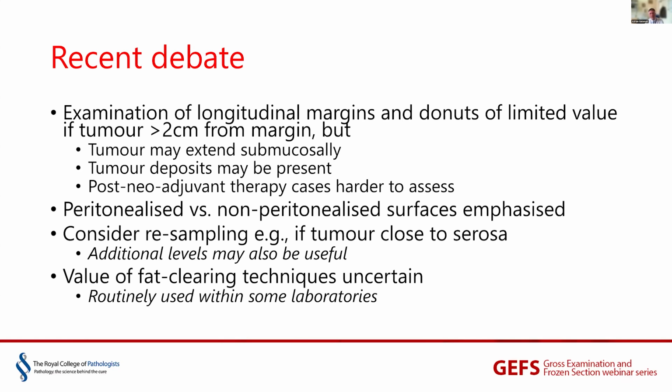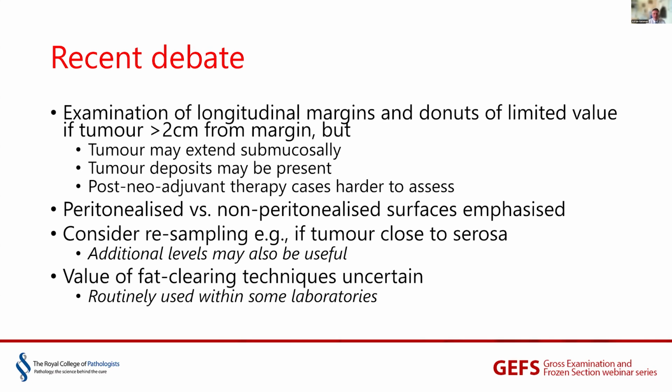However, just bear in mind those bullet points there. The tumour might extend in places that are not immediately obvious, such as beneath the mucosa. There might be extramural tumour deposits that we've just spoken about. They may not be directly beneath the epicentre of the tumour. And of course, post-neoadjuvant therapy cases are harder to assess. I'm going to talk about those in a moment. This particular paper emphasised what I've already said, really, about distinguishing between peritonealised and non-peritonealised surfaces.